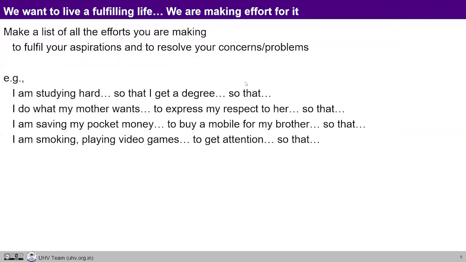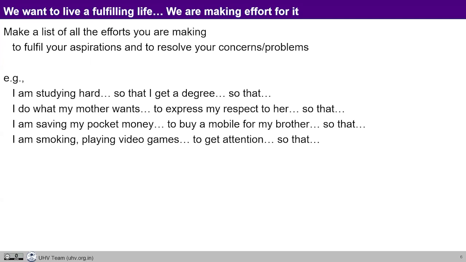So we want to live a fulfilling life and we are making effort for it. So make a list of all the efforts you are making to fulfill your aspirations and to resolve your concerns. For example, I'm studying hard so that I get a degree, so that this happens or that happens. I do what my mother wants. I want to express my respect to her so that, some aspiration could be there. I'm saving my pocket money to buy a mobile for my brother so that some aspiration could be there. I'm smoking, playing video games to get attention so that, something could be there, and then I want to come out of it. So this way, we can have an extensive list.